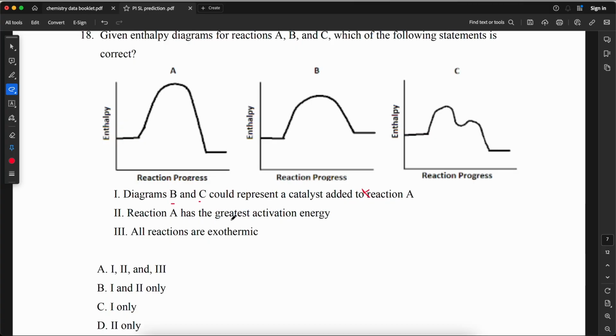Reaction A has the greatest activation energy. Correct? Because as you can see here, and here, it is much higher. All reactions are exothermic. This one exothermic. This one endothermic. Okay, increase in enthalpy. This one exothermic. So only 2.